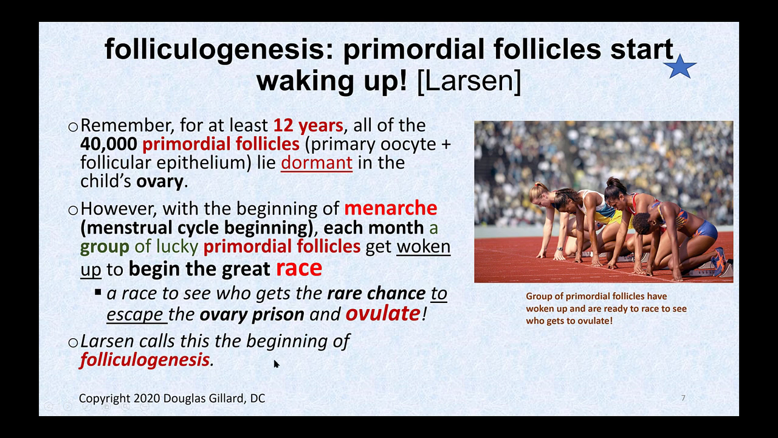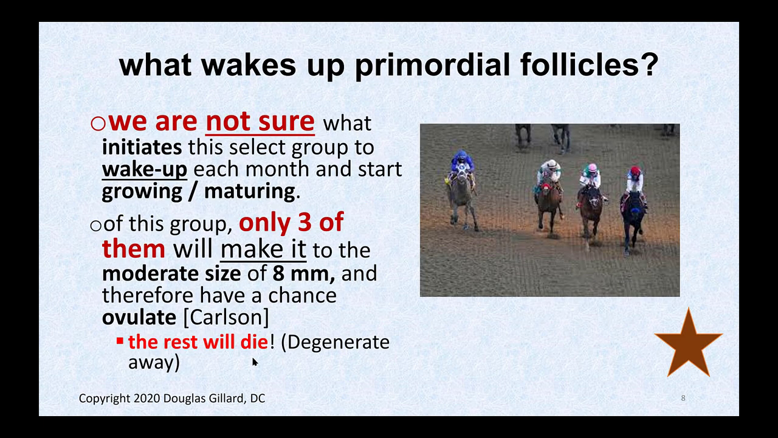And remember, not all of the primordial follicles are going through this each month. The 40,000 primordial follicles, most of them are just dormant still. We don't know how those 10 or 20 or 30 or 40 or 50, we don't know what wakes them up. That's still kind of a mystery. All right, so yeah, we're not sure what initiates them.